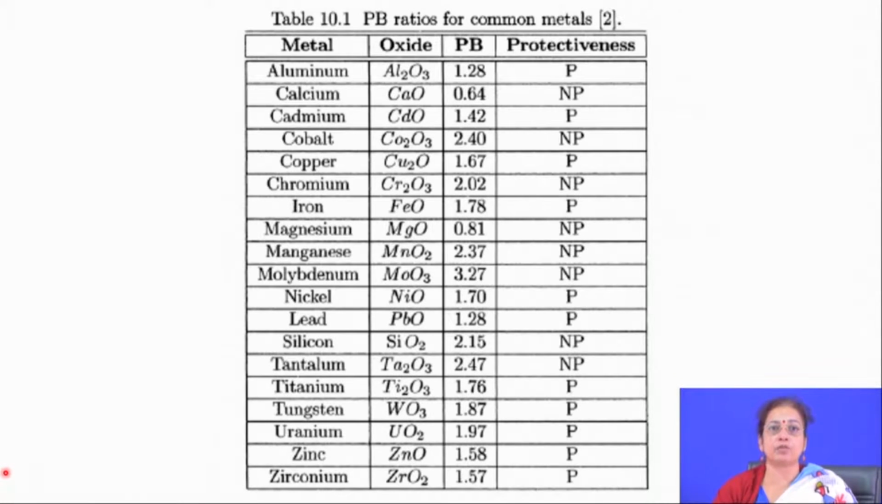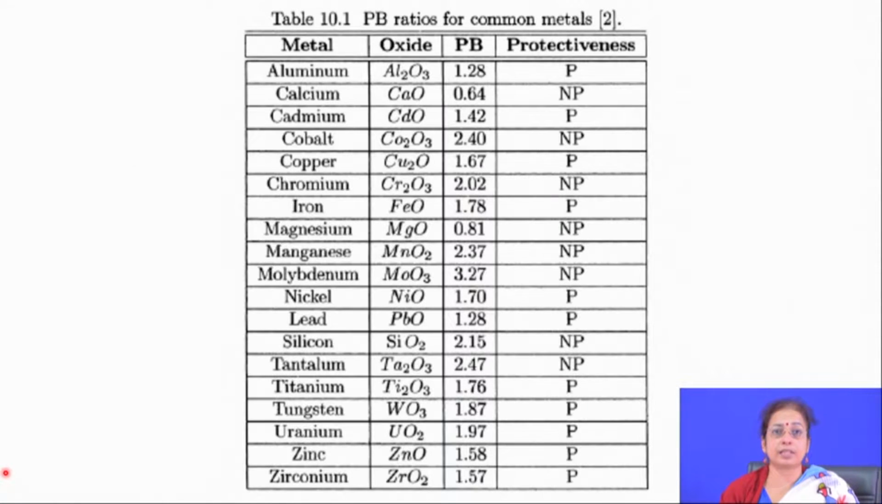In cadmium it is 1.42, it is again protective. In cobalt it is 2.4, so it is non-protective in nature. Chromium it is 2.04, so it is non-protective, but it is also near to 2, so it is really protective in nature. Iron it is 1.78, it is protective. Magnesium, manganese, these are non-protective because this is much lower than or much higher than the 2. Molybdenum it is non-protective, nickel it is protective. Lead it is protective.